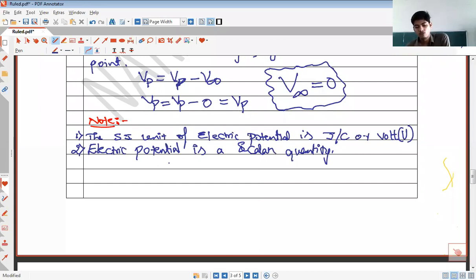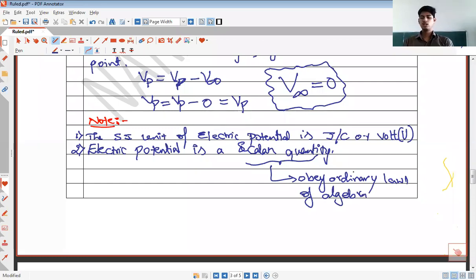And you must remember, when I say it is a scalar quantity, electric potential obeys ordinary laws of algebra. That means you can just add potentials like real numbers. At this point the potential is 1 volt here, 2 volt here, 3 volt here. So the total potential at that point is 1 plus 2 plus 3, which comes to 6 volts.